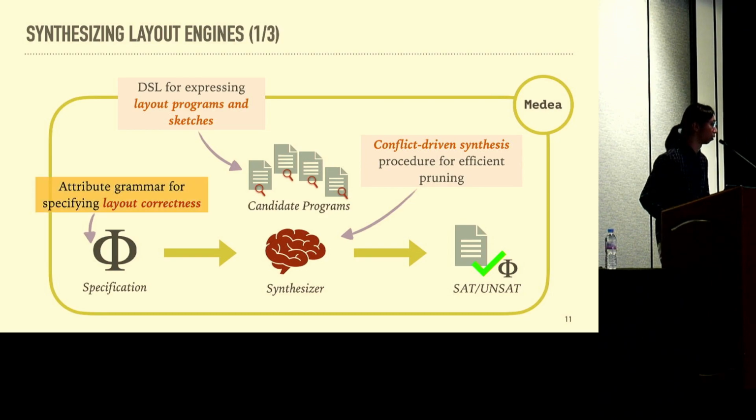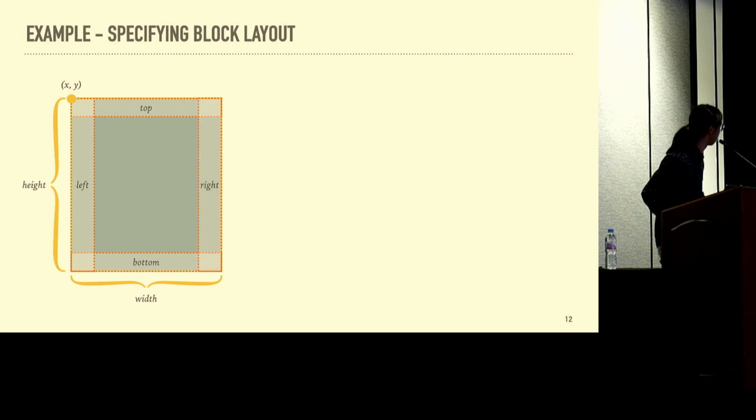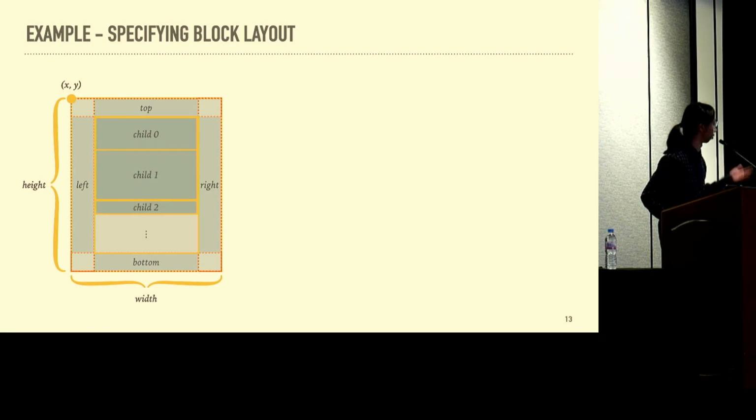So first, let me start with the attribute grammar for specifying layout correctness. Before doing so, let's consider a very simple example to understand what it means to specify layouts. In this example, we have blocks, which have a width, a height, and XY coordinates. In addition, let's say our block also has 4 margins: top, bottom, left, and right. And let's call the rectangle enclosed within the margins the content box. The reason we call it content is because we can recursively lay out more children blocks and grandchildren blocks and so on.